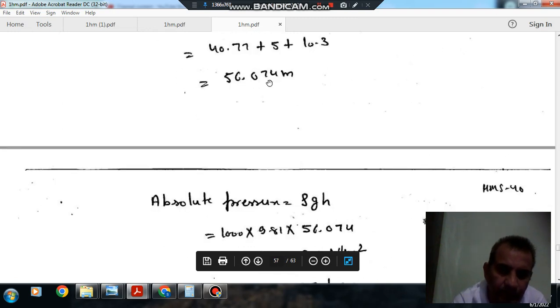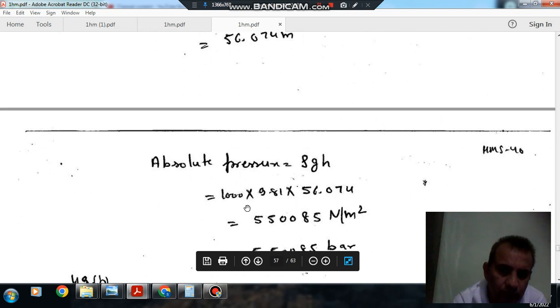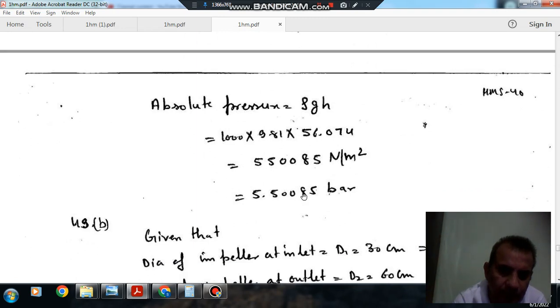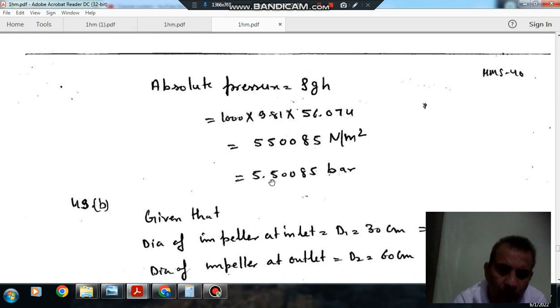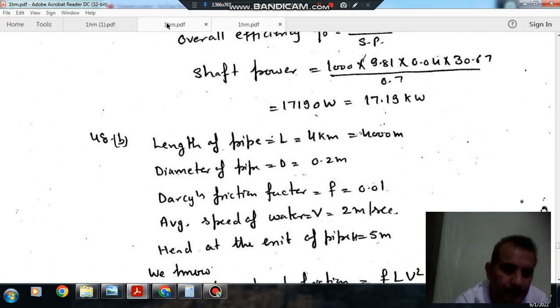and this is the head in terms of water. So total absolute pressure is rho g h. So this will be 1000 into 9.8 into 56.074, or 55085 Newton per meter square, or 5.50085 bar. So answer is B.